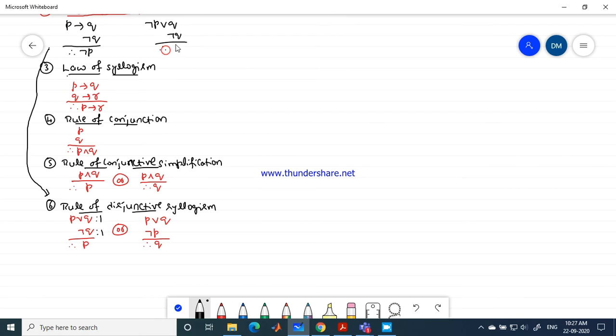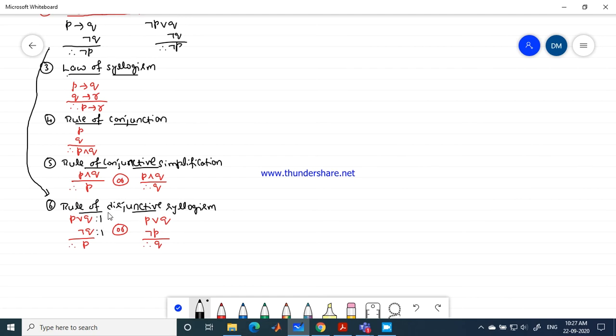Then what should be my output here? So I am saying that negation P disjunction Q is a true statement with Q is false, because I am saying negation Q is a true statement. Negation Q is true means Q is false. If Q is false, the other statement negation P has to be true. See, these two are exactly the same, but written in different forms.